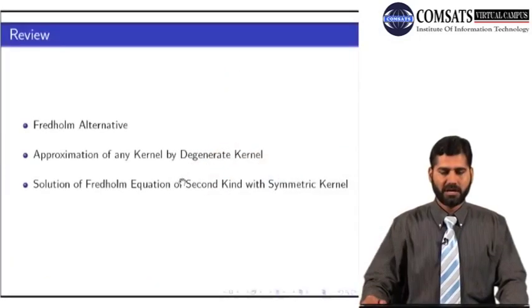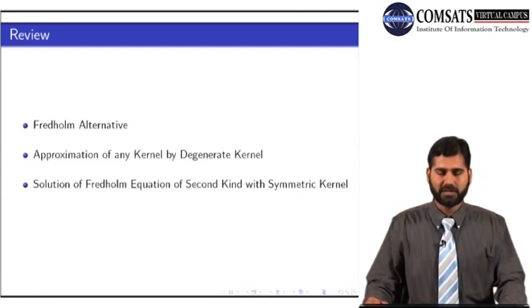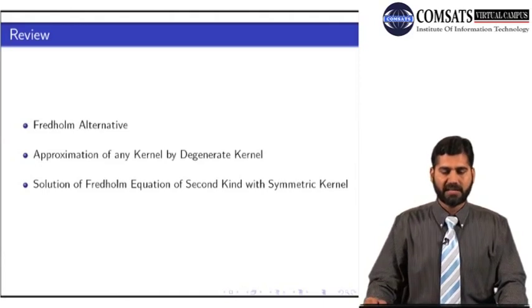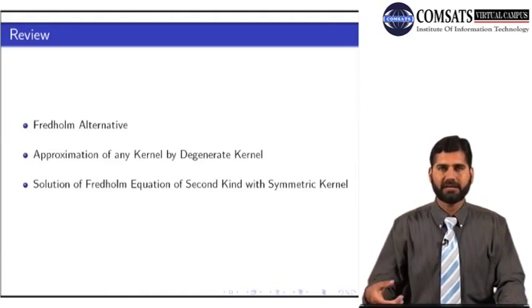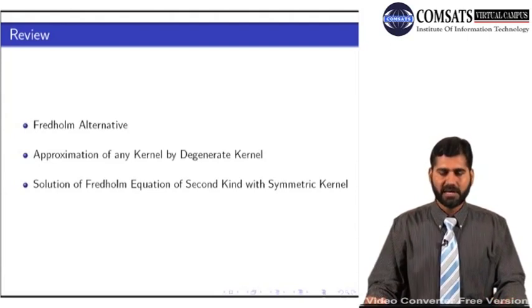Before starting this lecture, let's see what we have done in last lecture, lecture number 7. We started off our last lecture with Fredholm alternative. This is what we did in lecture number 6 as well. We carried on with Fredholm alternative in last lecture, and then we approximated any kernel with the degenerate kernel by using Maclaurin series and solved a couple of examples, and then we went on to find the solution of Fredholm equation of second kind with symmetric kernel with the help of resolvent kernel. Basically, I will continue with that topic today as well.